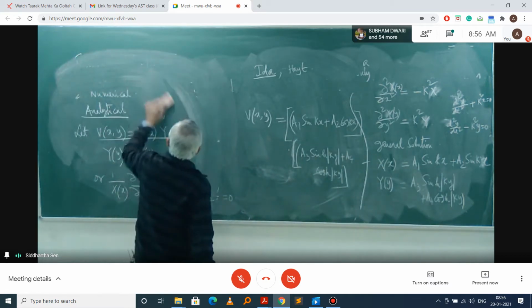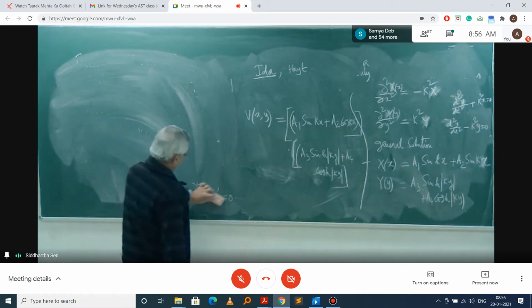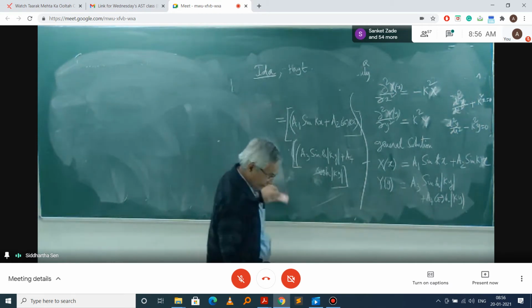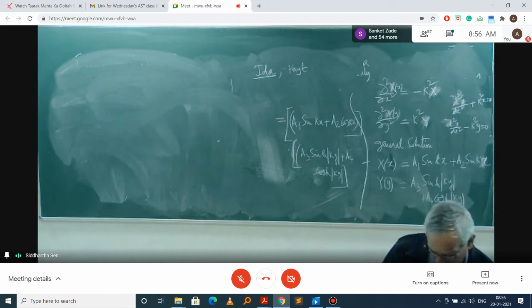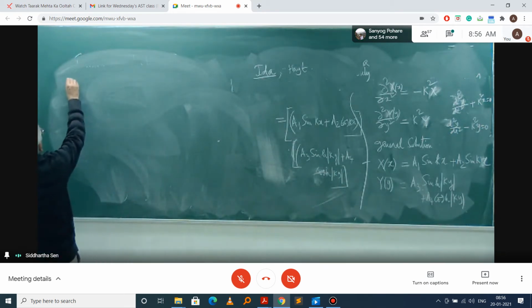One example of this I am not doing; I leave it to you. You please solve it and find out and be satisfied that if a boundary region is like this there.